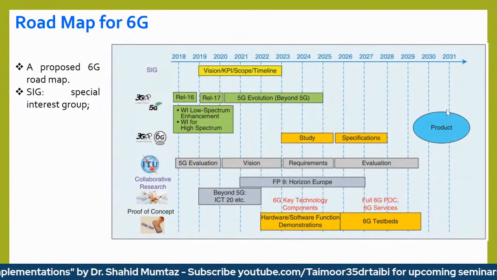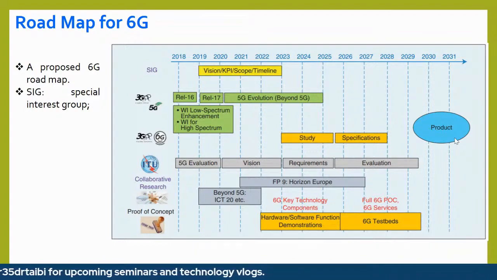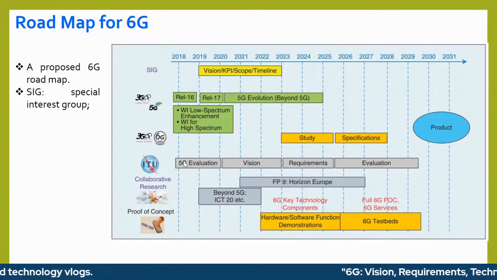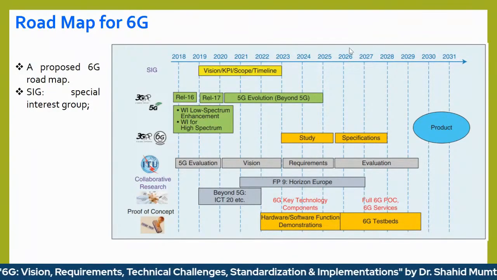The timeline is around 2030. We can see the product of our 6G, but let's see. That was the goal, coming from different groups that we are reaching toward that time. You can see the European Commission has also started funding a lot of proposals. The FP9 call will be open with a huge amount of money around 6G around 2026.